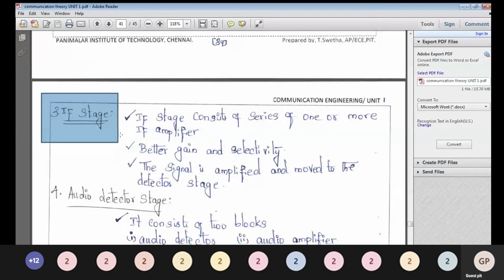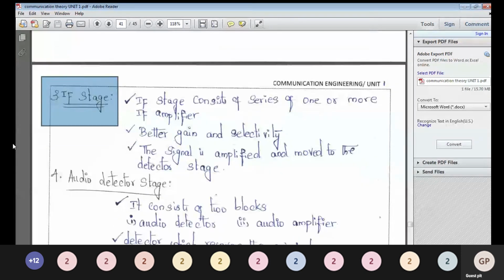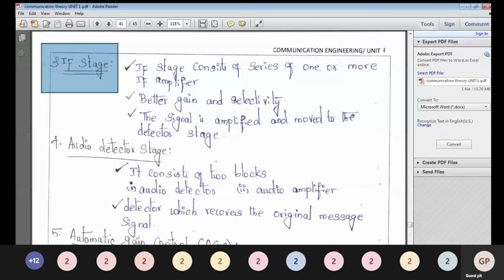Okay, so the IF stage, what does it consist of? It consists of one set of amplifiers. The amplifiers are used to amplify the signal.